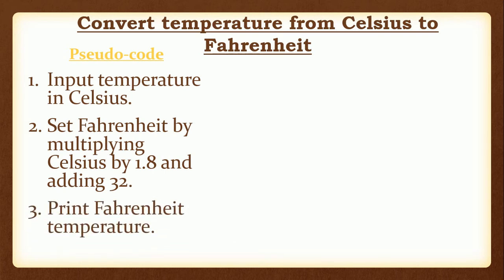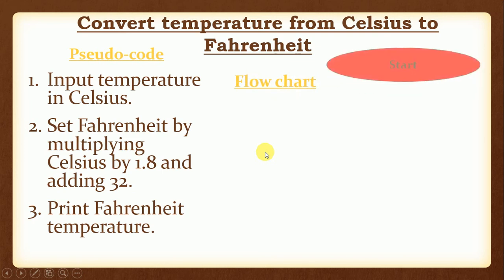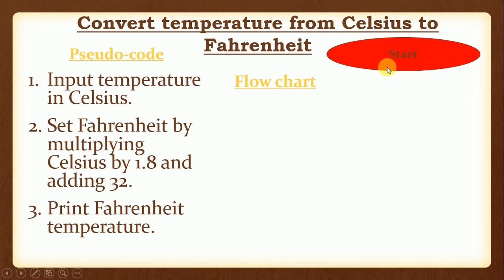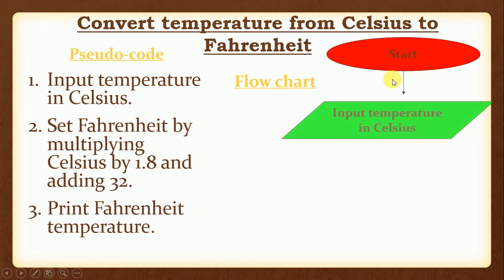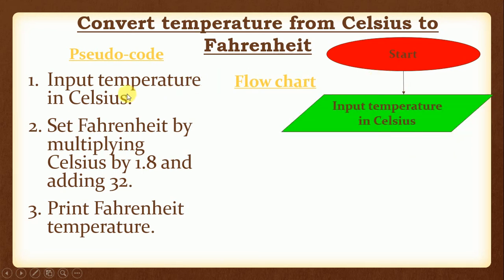After adding it to 32, we'll get the temperature in Fahrenheit. So we will display that one. So you can see here we have done the three steps. First is the input, second is the processing part, that is converting the Celsius to Fahrenheit, and third point is the display part, that is the output part. Now let us understand how to draw its flowchart. First of all, we'll start with the start box, that is in the oval shape, then connector or arrow. Then we will start with the first step, input the temperature in Celsius in the input box.